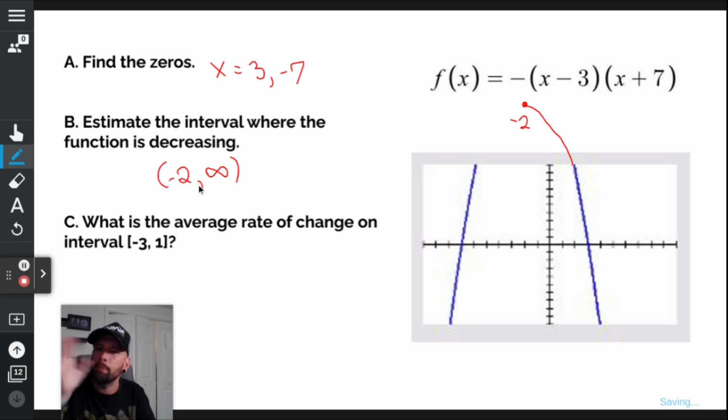That's where it's decreasing. Now the next guy is asking me to find the average rate of change on a specific interval. What we're going to do is use those graphing calculators again and use the table function to help us out. Away we go.